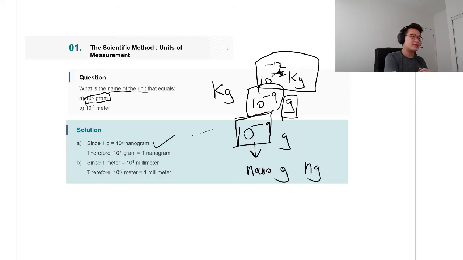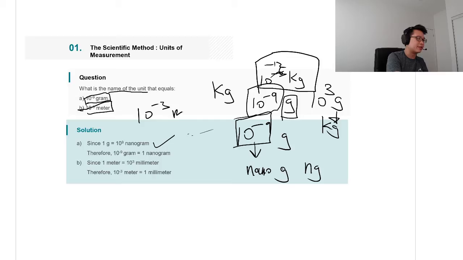Same as kilogram. Kilogram just means 10 to the power of 3 gram. Same thing also if you look at distance, 10 to the minus 3 meters. In order to make it easy to communicate, we just give it a name called milli, so we call it millimeters. In other words, we can change the name of the unit to help us convey information to another scientist, your classmate, and other people much more easily.